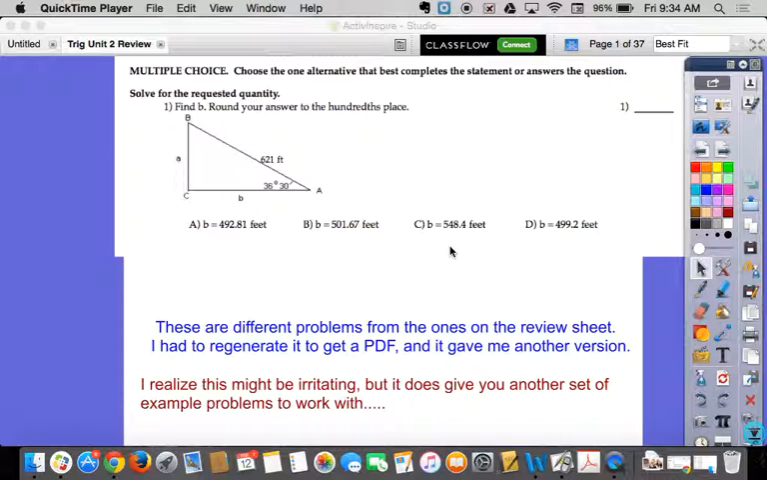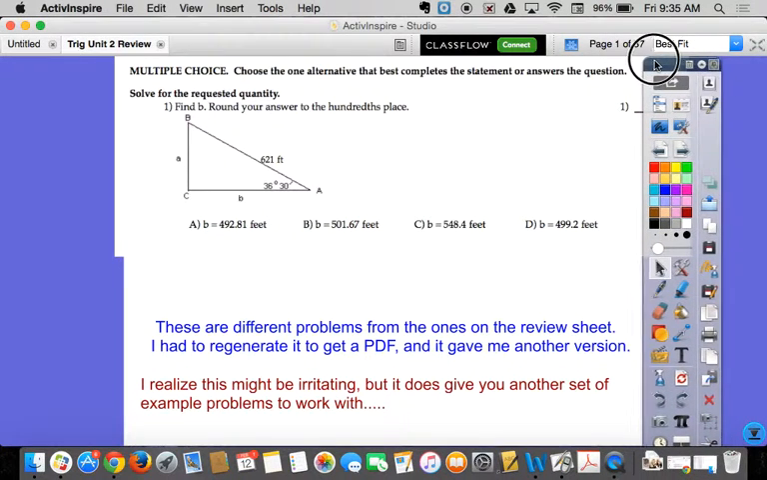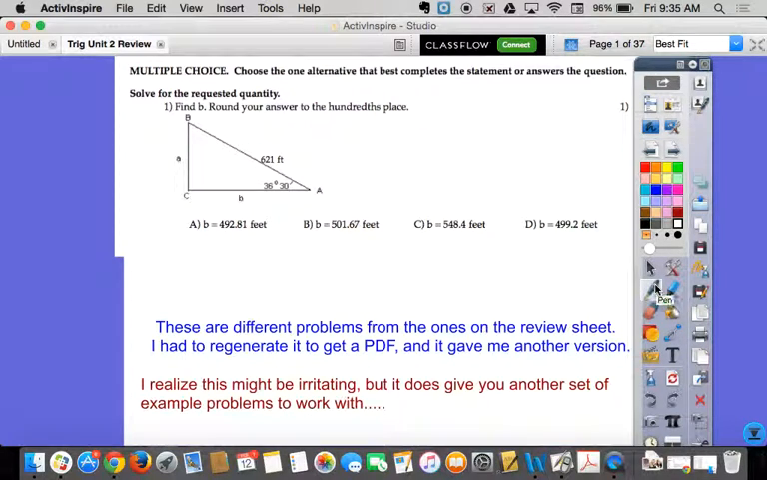So just so you know, don't be looking at this in your review sheet and expecting the answers and the problems to be the same, because they're not. I guess the good thing about it is it gives you more practice and some more problems to work with. So let's just go through this. I have yet to work through these problems, so I'll be working them for the first time myself. It's probably going to take about 4 videos to get through all of it.